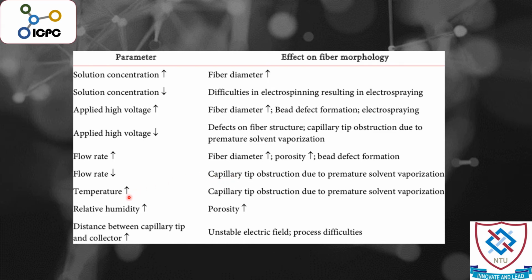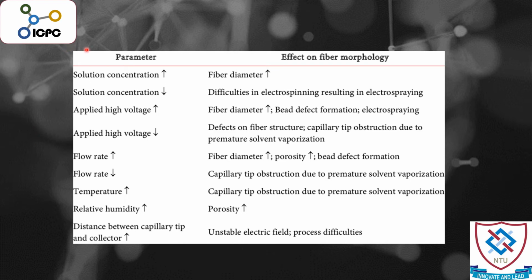However, when we talk about temperature, there are other effects like the solvent vaporization rate increases, relative humidity increases the porosity, and the distance between tip can cause unstable electric field and process difficulties. And it is also one of the important parameters, the distance. The more the distance, the solvent can evaporate properly and you will have dry fibers. If the distance is, you can say, short, you can have a fused fiber surface, so that is not desired as well.